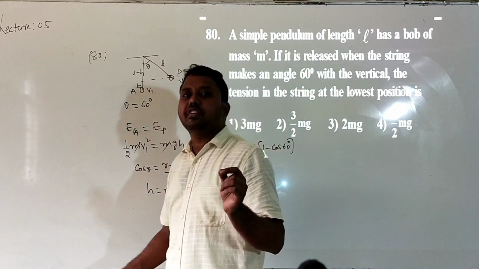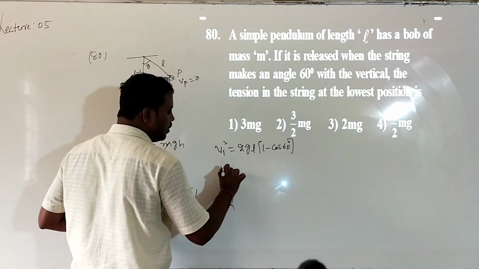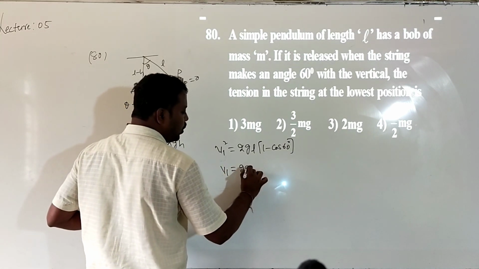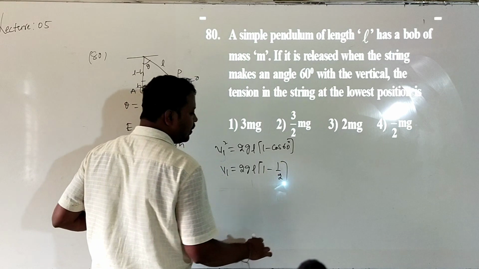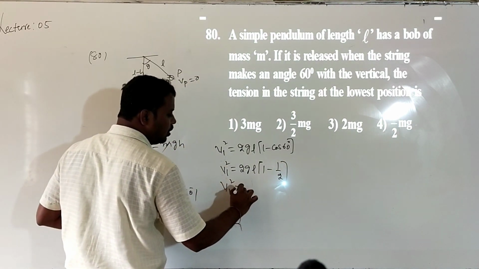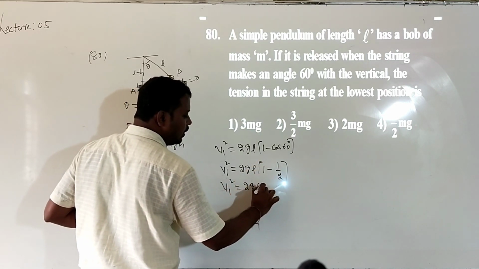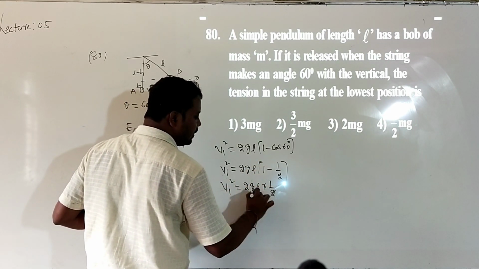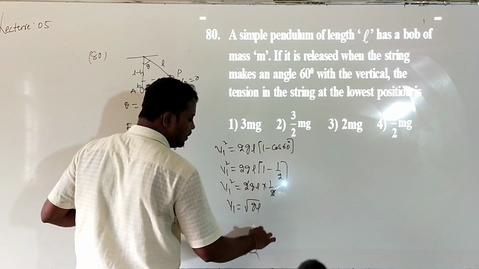This is the case only for oscillation. So V1 square is equal to 2 g L (1 minus cos 60), where cos 60 is 1 by 2. So V1 square is 2 g L into 1 by 2. The 2 cancels, so V1 is equal to root over g L.